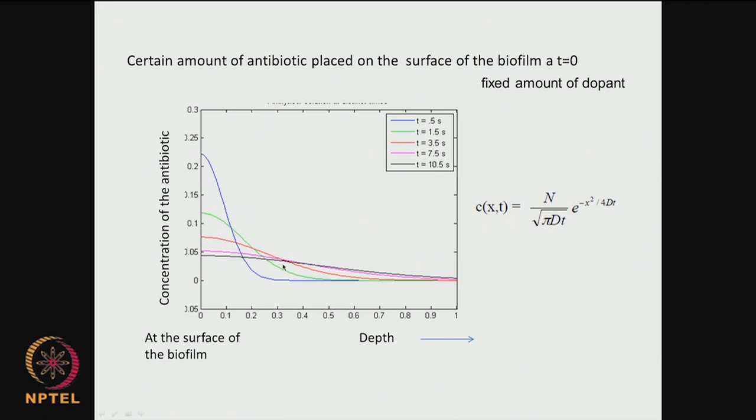the concentration inside may increase, but the concentration at the surface will fall down because we have a fixed amount of antibiotic. Okay. So as time progresses we are going to have it like this. At the surface it will go down, inside will slightly go up, and it is mathematically given by this particular relationship. Okay.